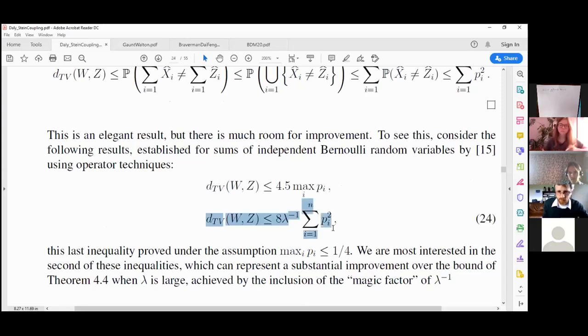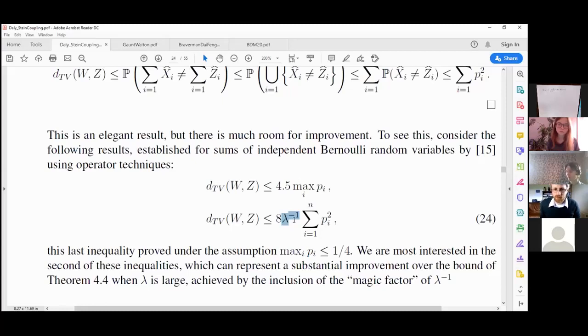In particular, this second upper bound here, which needs some restriction on the p_i's, but let's ignore that. That's the main point about this, the fact that I can get this extra factor of 1 over lambda in this bound. And if we're in a setting where lambda is getting large, so think about n getting large, so n is growing and my p_i's are not shrinking fast enough, so that my mean lambda is getting large as n gets big, then this extra 1 over lambda can be quite a big improvement over just the sum of my p_i squares.